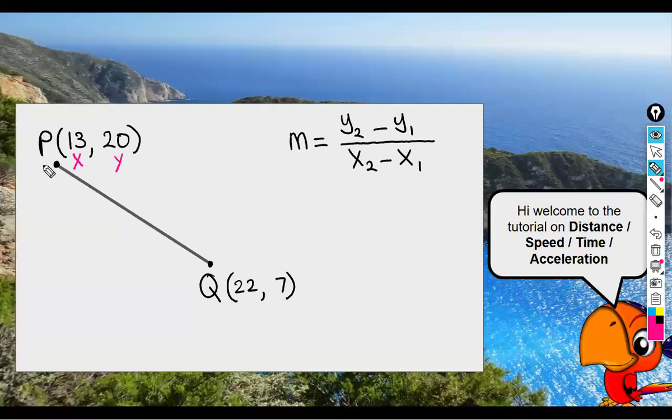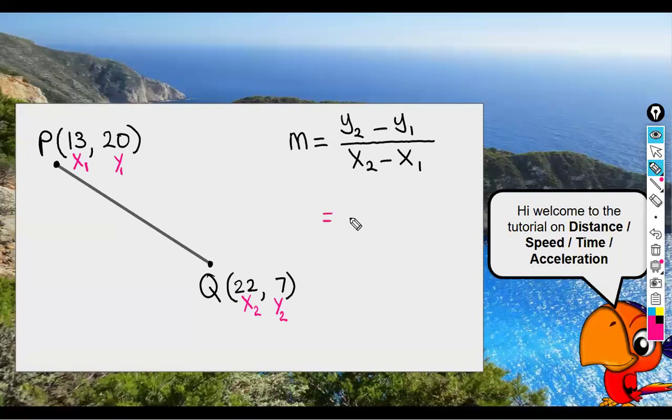Since we're choosing P first, everyone in P will have the subscript 1. So you call it x1 and y1. That means we have no choice but to choose Q second. So Q will also have an x coordinate and a y coordinate. X always comes before y. Because we're choosing Q second, we call it x2 and y2.